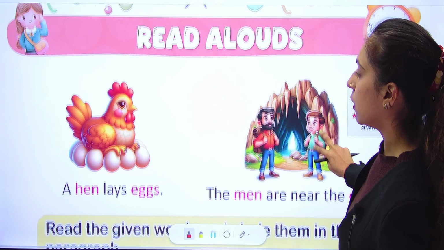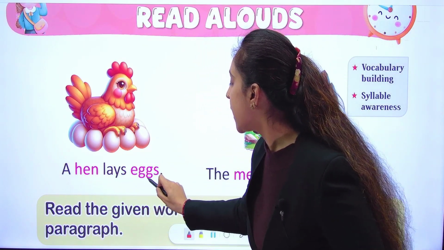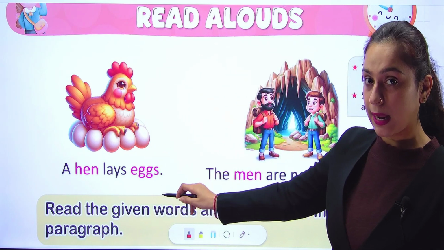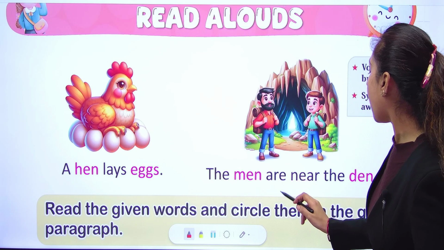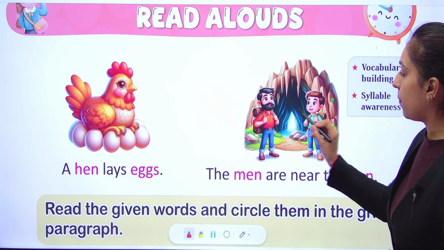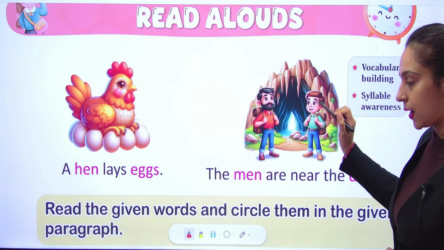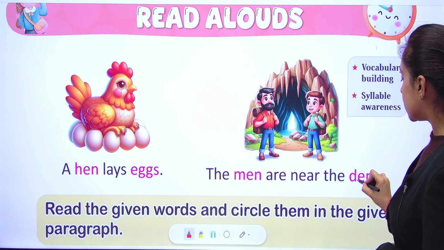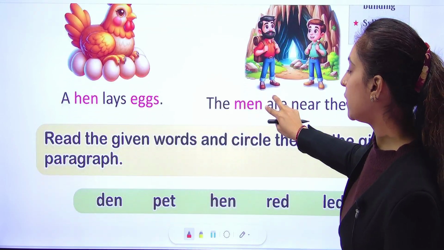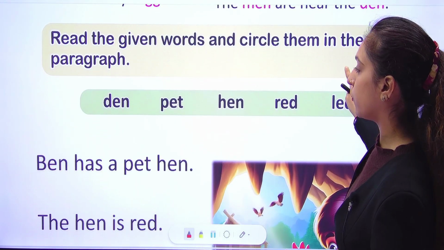Read alouds. A hen lays eggs. The men are near the den. M-E-N men, D-E-N den. Read the given words and circle them in the given paragraph.